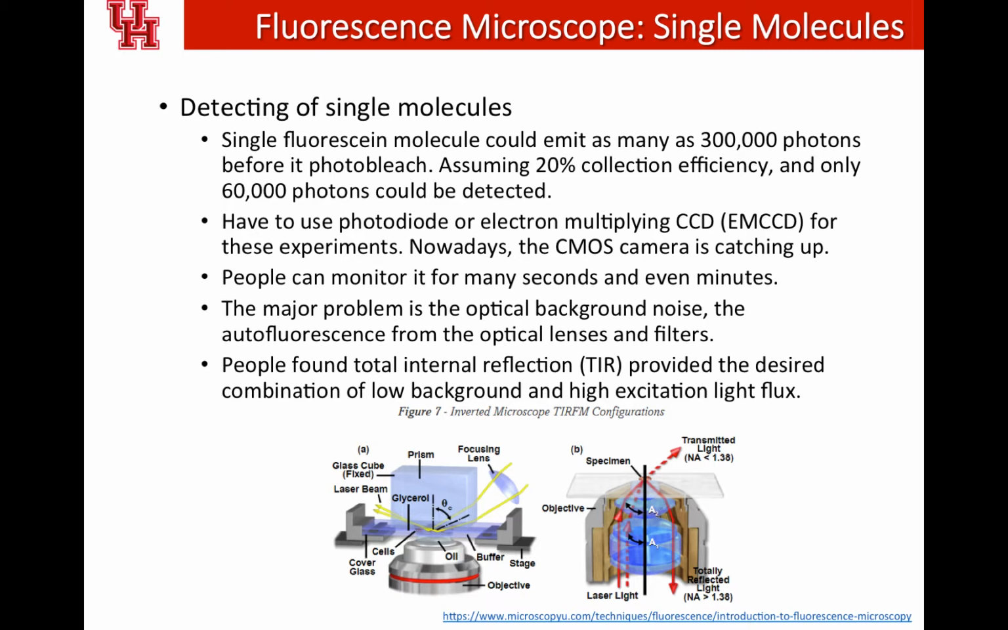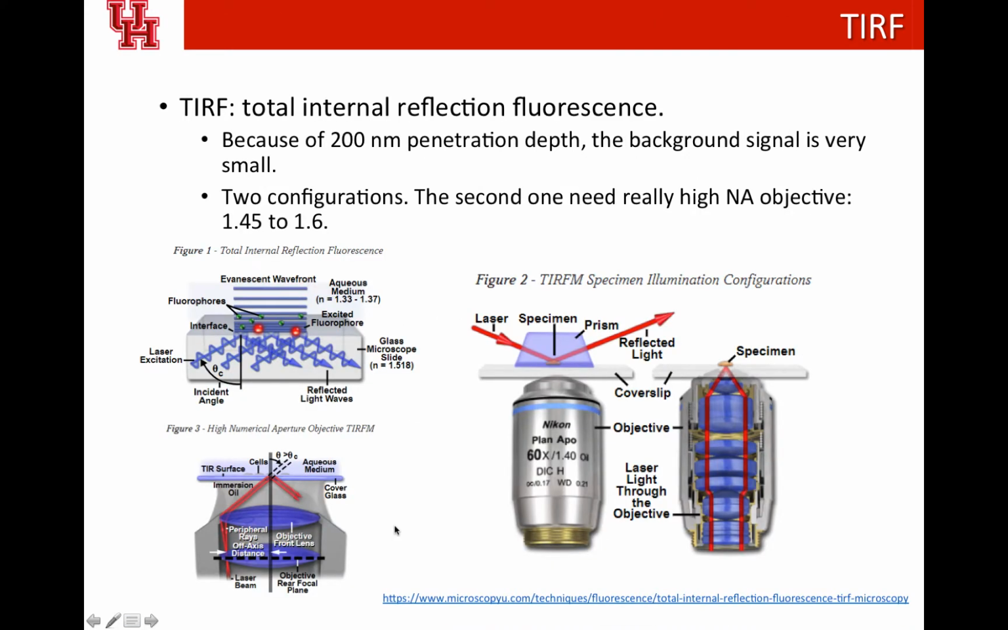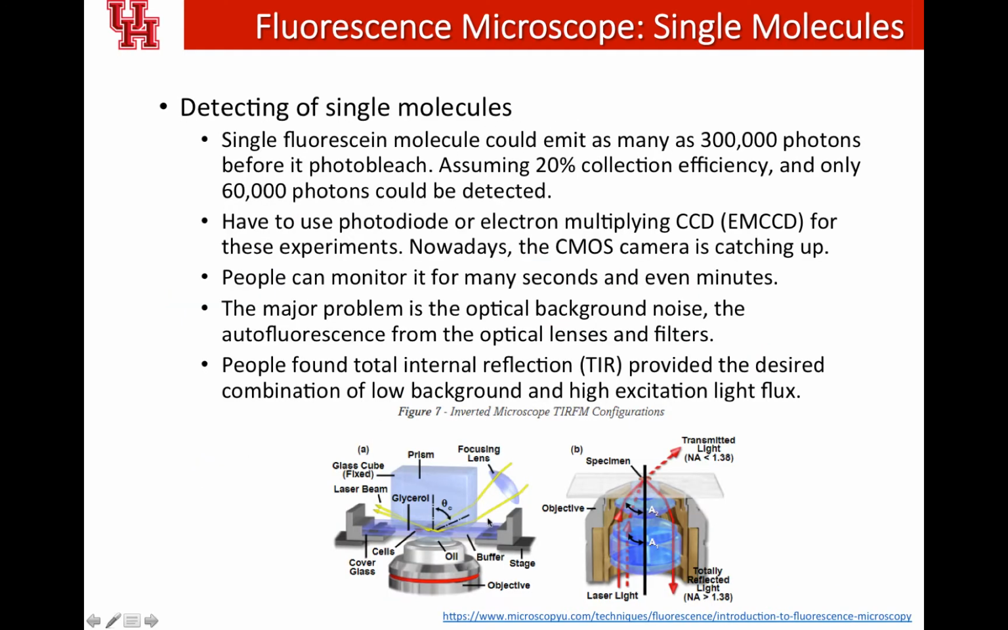We have discussed TIR in our previous lecture in very much detail, right? So we know almost everything about total internal reflection. We derived the equations for total internal reflection. So these are the two setups for the so-called TIRF system, total internal reflection fluorescence. There are two systems.